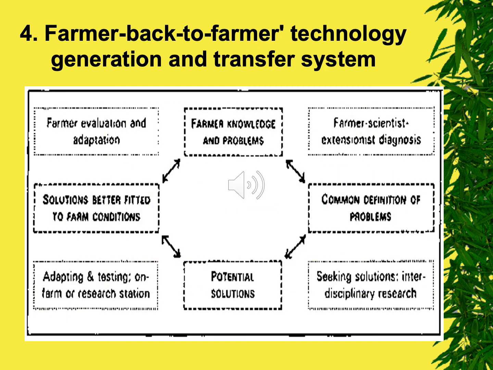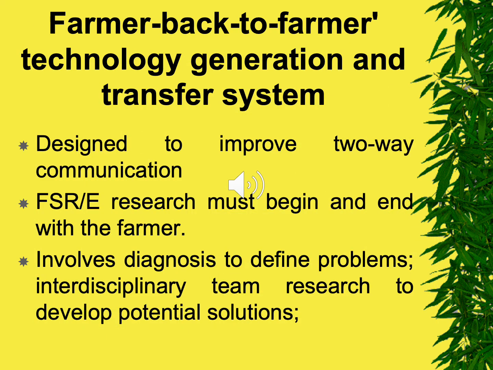The farmer back to farmer model, developed by Rhodes and Booth in 1982, is designed to improve two-way communication. In this model, farmers and extension personnel are actively involved in the research process, and it is based on the assumption that farming systems research or extension research must begin and end with the farmer.